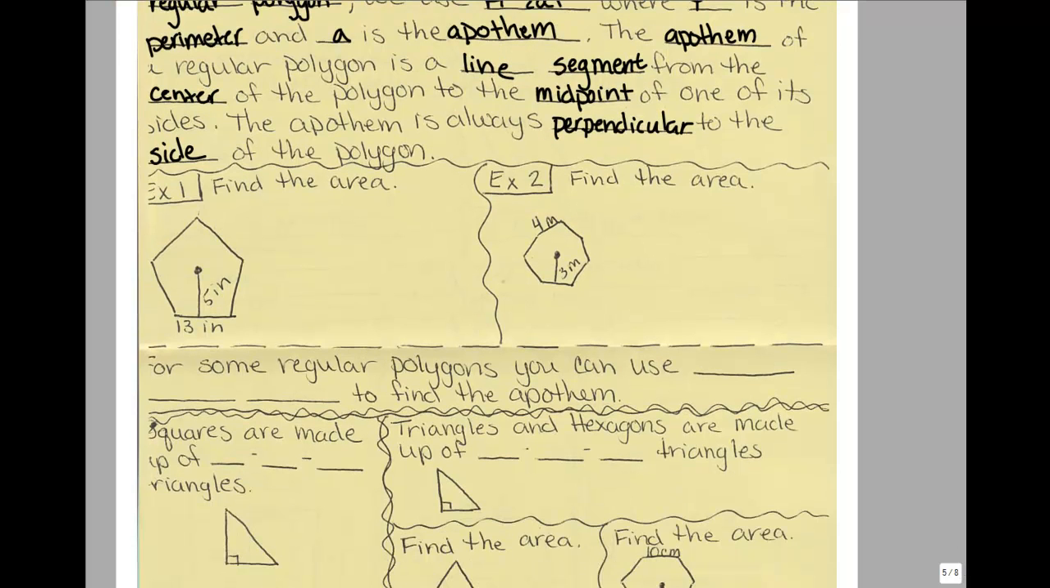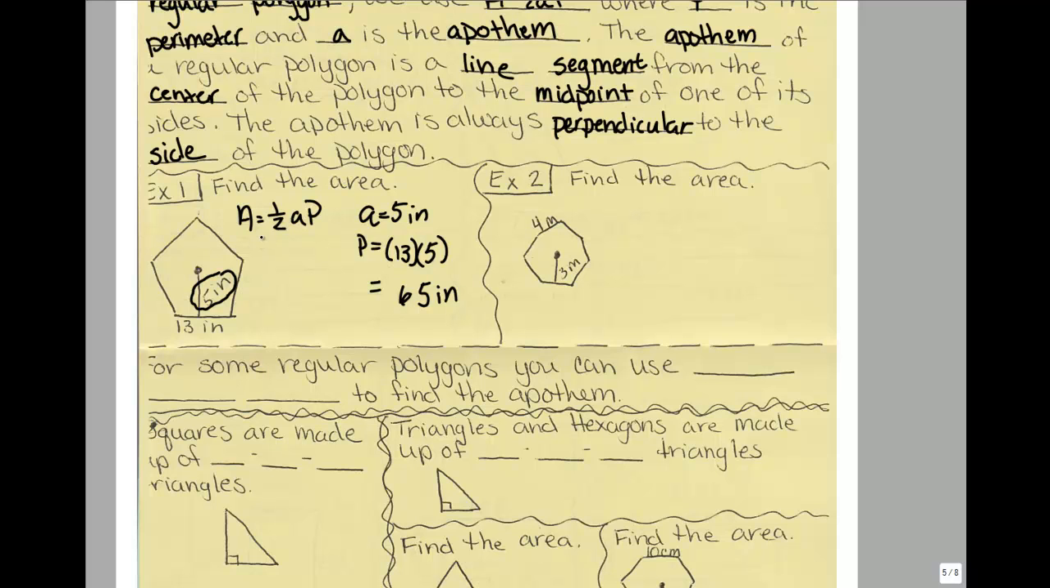So in example 1, it says to find the area. Remember, area is half the apothem times the perimeter. In this case, our apothem is right here. It's 5 inches. And our perimeter is 13 times however many sides there are. There's 1, 2, 3, 4, 5, because it is a pentagon. So our perimeter is really 65 inches.